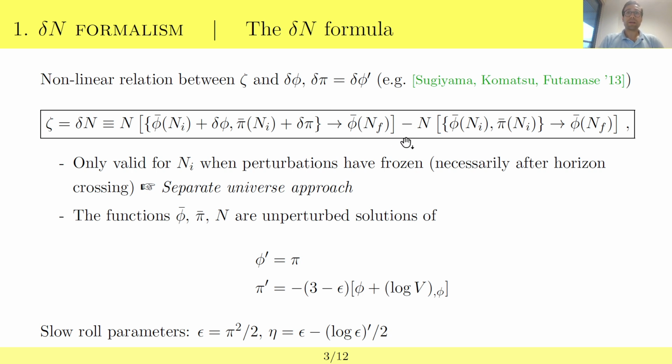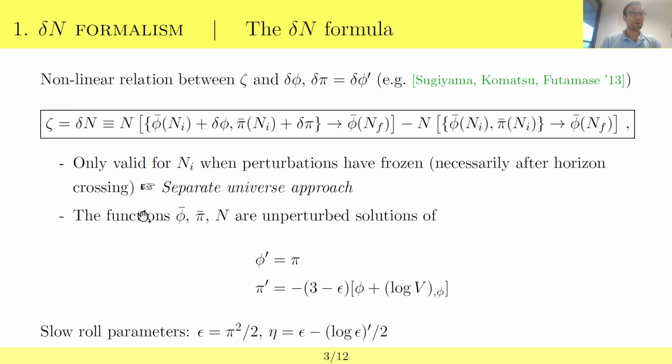And from here, we subtract the fiducial number of e-folds that it takes to reach the same later stage configuration from the unperturbed initial configuration. And this difference in the number of e-folds, which is what we define as delta N, coincides with the frozen nonlinear curvature perturbation defined on uniform density slices.